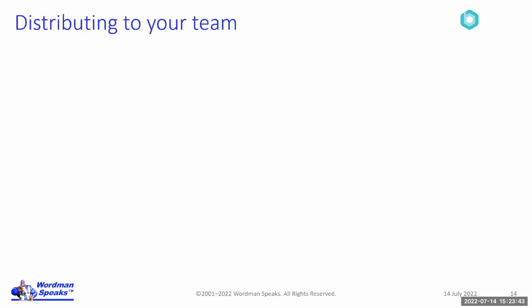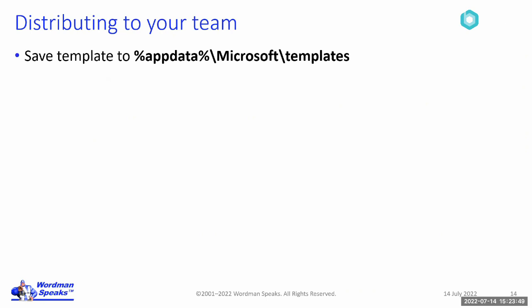So now we have to think about, well, okay, now I've got this wonderful template with these building blocks in. How do I distribute them to the team? The obvious, easiest thing to do is to get everybody to save the template in the same place. And if you want to be able to go File, New, and then see your template and say, I want to create a new proposal, here's all my proposal templates, and not have to try and remember where they all are, the place to save them is in this wonderful folder called Microsoft Templates.